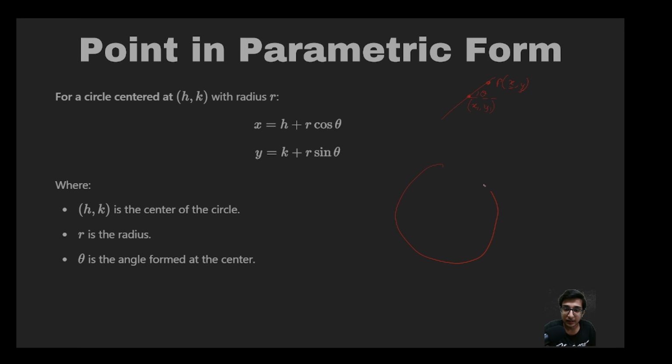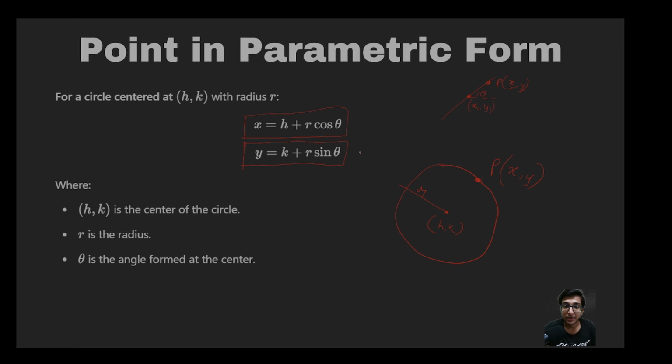Similarly for the circle, let's say the center has been given to you, h comma k, and the radius has been given to you, r. Now we have to find out any point P, x comma y, in terms of r, h and k. So this is how they are written. x is written as h plus r cos theta, and y is written as k plus r sin theta.